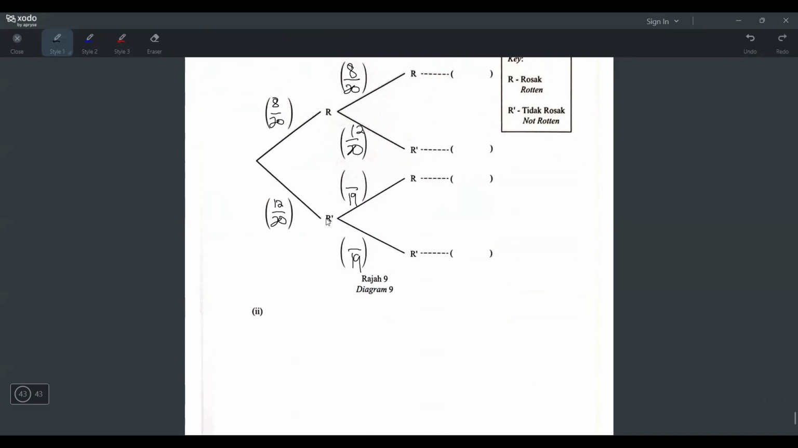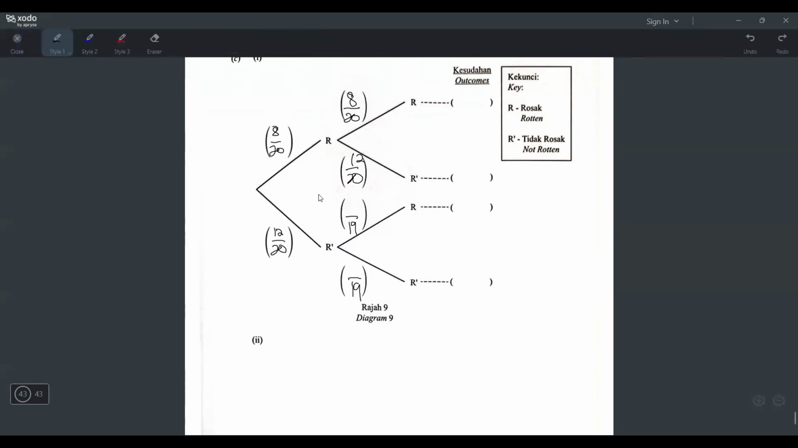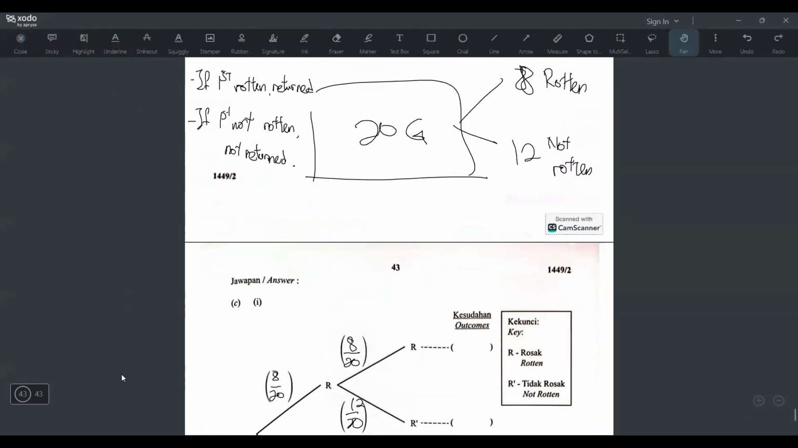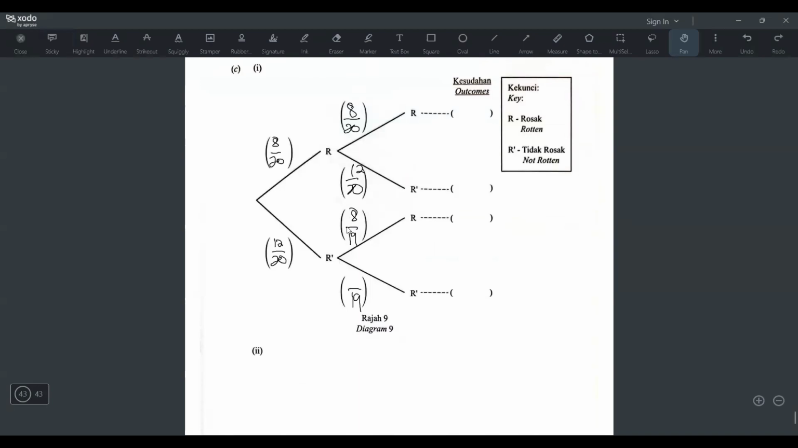If the first one I get is not rotten, then I never put it back into the box. It's not returned to the box. So if it's not returned, then the total is left with 19, right? But the rotten guava is still 8, because the first one that came out was not rotten. So the number of rotten ones is still the same, 8, right?